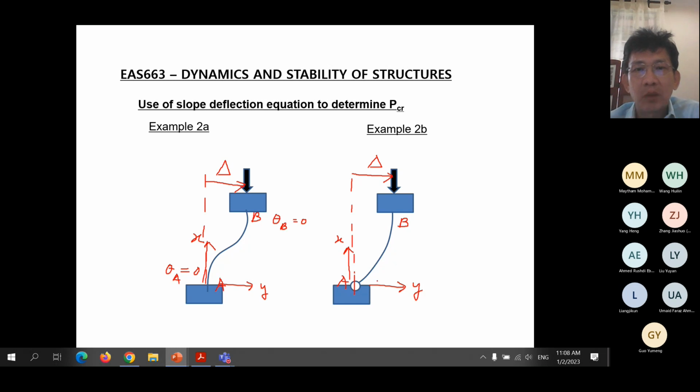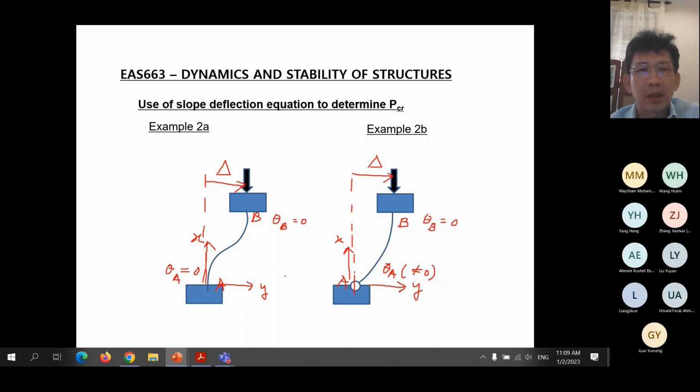Then we will go to the case where theta A is not equal to 0. So there is end rotation at A, but there is no end rotation at B, and there is relative end translation of B relative to A. In this case, it involves both end rotation and end translation, and here it involves only end translation.